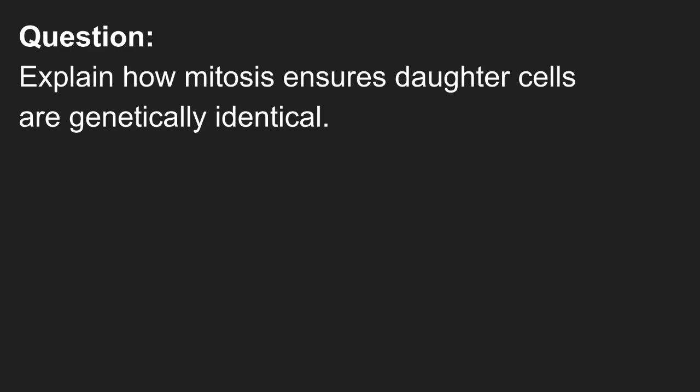Before mitosis, DNA is replicated, creating two identical copies. During mitosis, these copies are evenly separated into the two cells. This means that each daughter cell receives the same genetic information. So the key idea here is the replication and also the equal separation ensures that we get those identical cells.